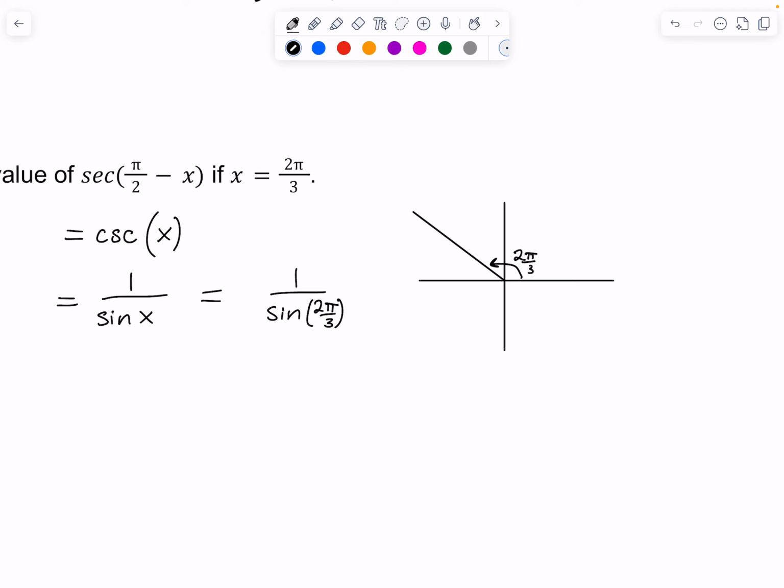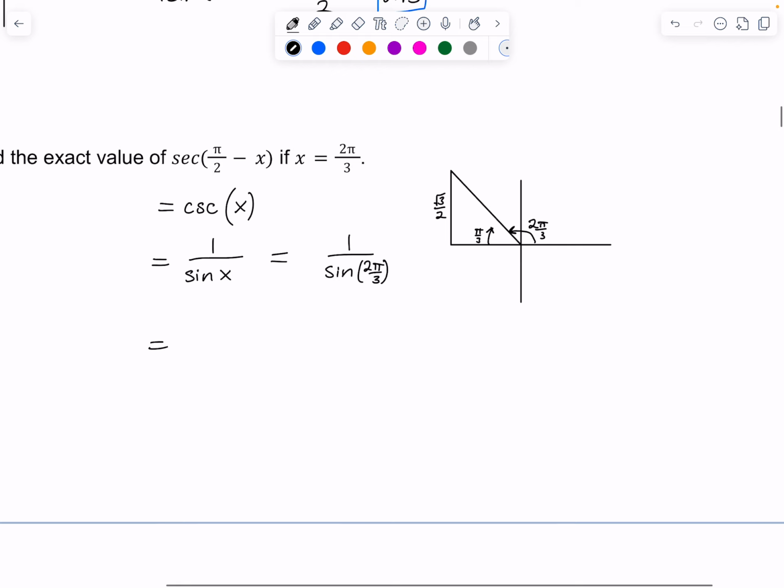2 pi over 3. This distance is pi over 3, aka 60 degrees, which means that y distance is, I can make it a little better. Here we go. Probably more like this. The y distance is √3/2. So the sine, the opposite, is √3/2. So the answer is 1/(√3/2), which is 2/√3. If I rationalize the denominator, I get 2√3/3.